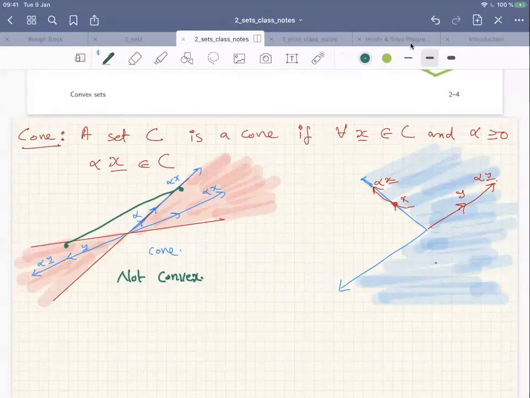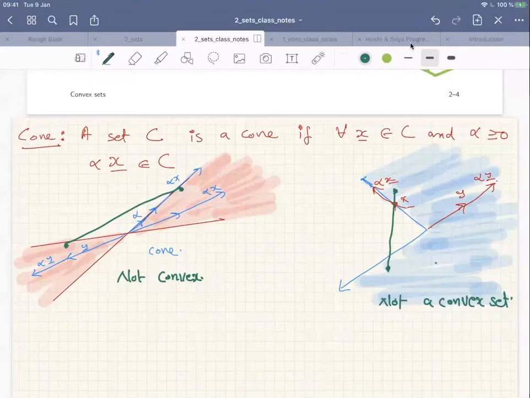What about this one? Again, the same logic. If you take 2 points here and draw a line between those points, this region over here is not part of the set. So this is again not a convex set, or not a convex cone.